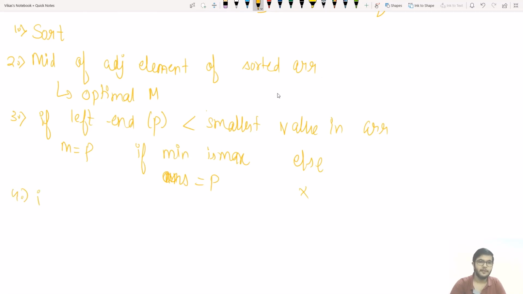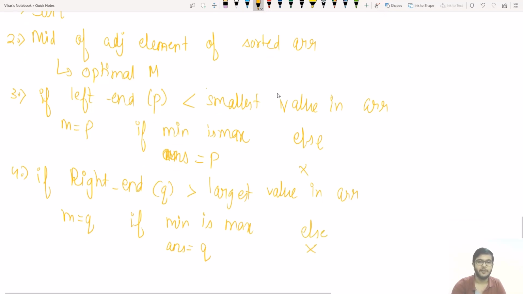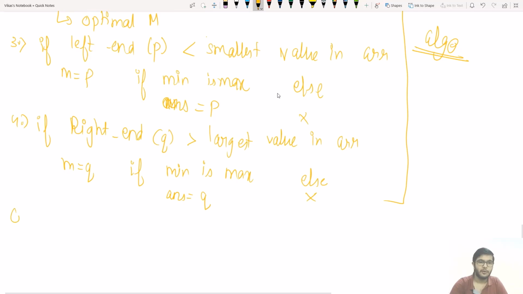Similarly, if my right end, that is Q, is greater than the largest value in the array, then we are going to take M as Q, and we are going to check if my min is maximized or not. If my min is maximized, we are going to store Q in our answer. Otherwise we are not going to do anything, and we are going to return our answer as it is. So this is our algorithm, and we have done this in O of n log n time complexity.